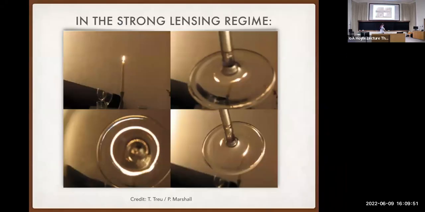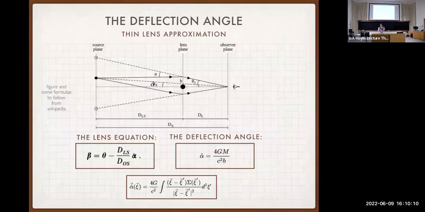And in the strong lensing regime, here's a nice demonstration. I think it's made by Phil Marshall and Tommaso Treu of a candle lensed by a wine glass. And what we want to do is we see the observables, and now we want to do some reverse engineering, get an understanding of what is the underlying matter distribution, right? So the way to do it, well, if we have an Einstein ring, it's easy. But if we have a cluster, which is a continuous matter distribution, the way to do it is pretty simple.